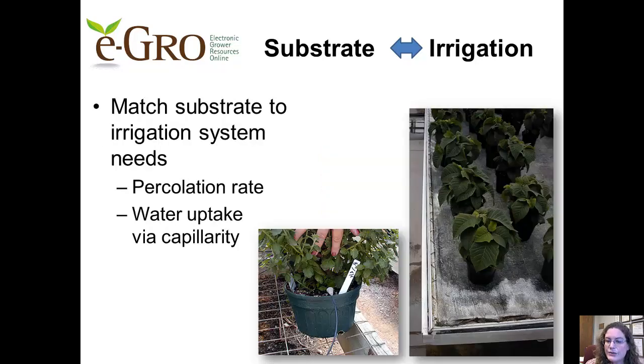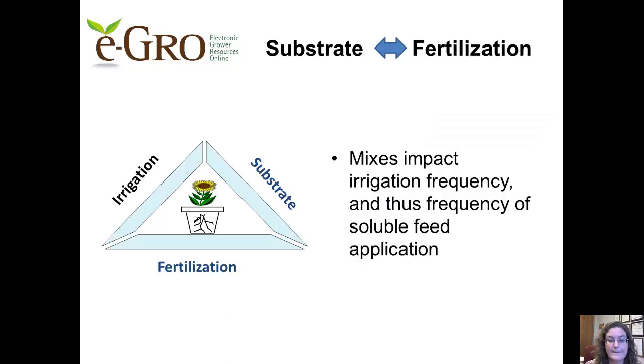So, the interrelationships between substrate and irrigation system require that we match these two aspects of nutrient management. Drip and sub-irrigation only work if a substrate's percolation rate and water uptake via capillarity are compatible with the function of the irrigation system, and the rate of fertilizer that's chosen is in part associated with the type of irrigation system and the amount of leachate that occurs while using it.